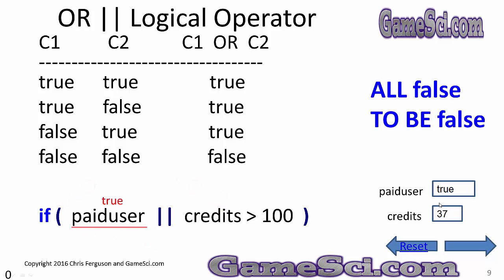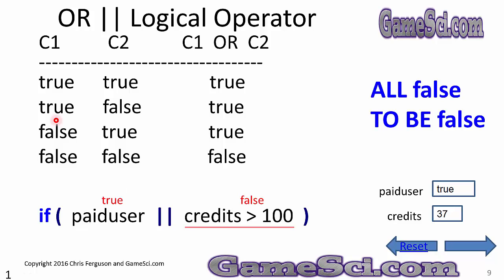So I've set up a couple of variables here. Paid user is set to true. Credits is set to 37. And let's run these values through our more complex if statement. Paid user is a Boolean variable. Whatever's in the Boolean variable, true, will be the result of this Boolean variable paid user. Credits greater than 100, 37 greater than 100 is a false statement, so the other side of the or is false. However, or is not so picky. Or only cares if one of them is true.